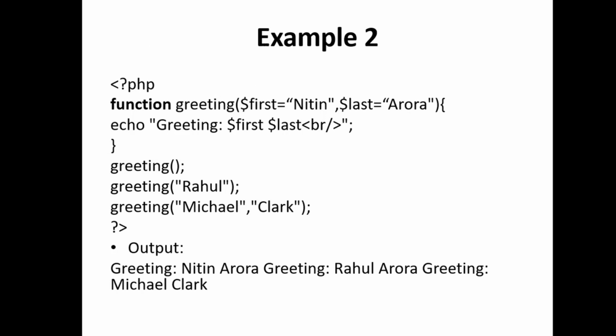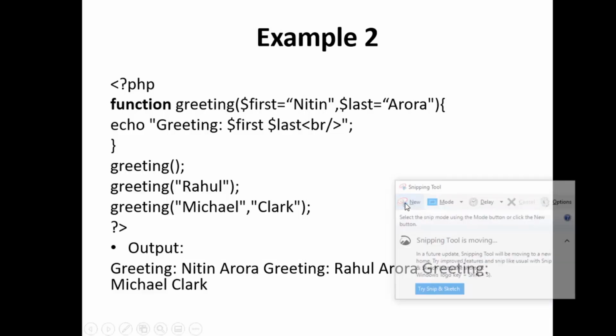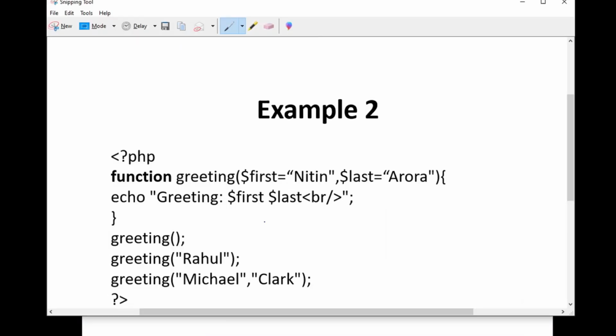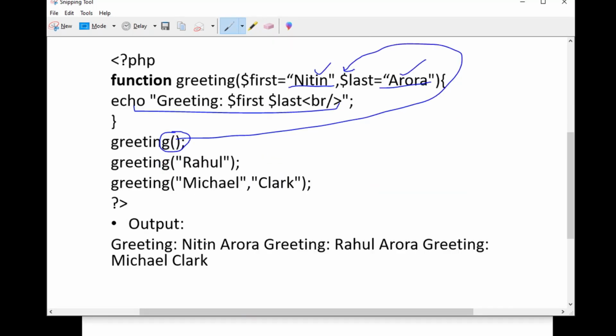Example 2, we are having function greetings. First name equals Nitin, last name is Arora. Echo greetings, first, dollar last. If the greeting is called without any arguments, it will call this function. The value of first name is Nitin and the last name is Arora. So it will display greeting, first name and last name, Nitin and Arora. So the output is Nitin Arora.